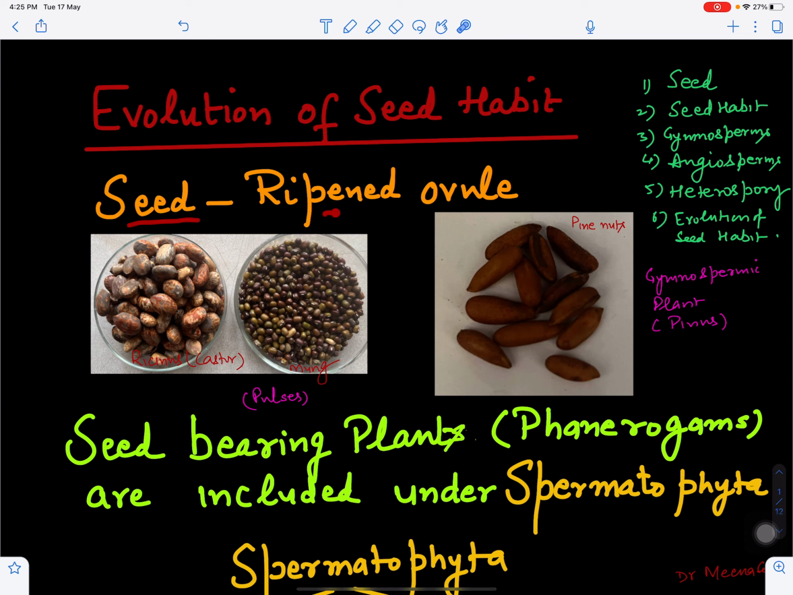Seed is formed by ripening of the ovule. So we can define seed. Ovule which gets ripened is called as seed. A ripened ovule is called as seed.